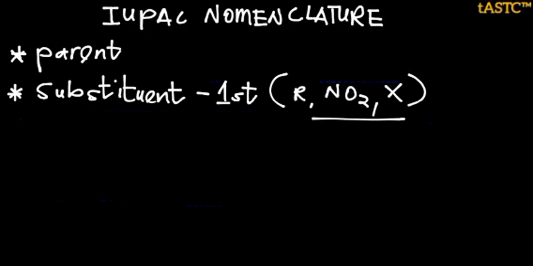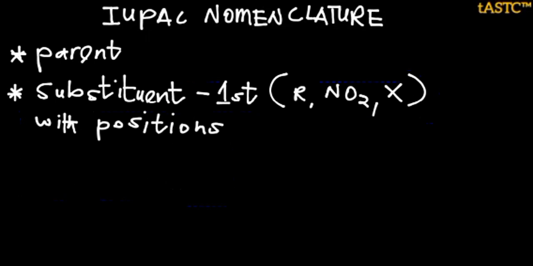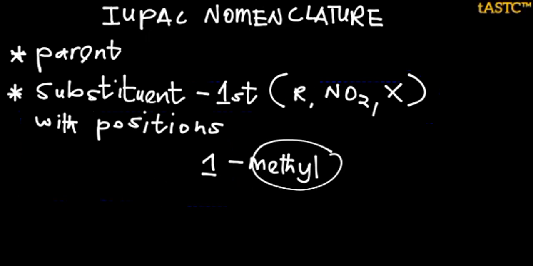Now, in naming these, you need to write out their positions. These positions must be represented in Arabic numerals. So you could say one alkyl group, or one methyl. If you talk about one methyl, first of all, we need to write a 1 and a hyphen, not a comma. So 1-methyl means that the methyl R group is on position 1 of the carbon atoms in the parent chain.